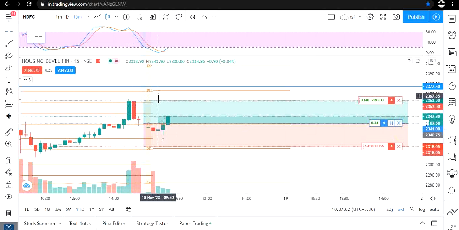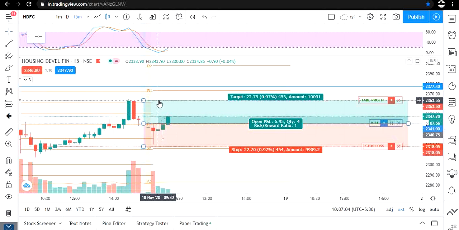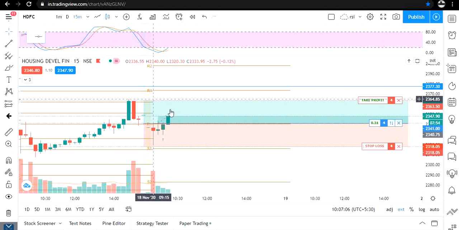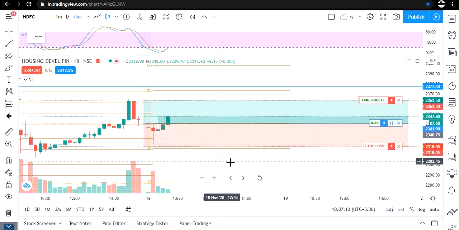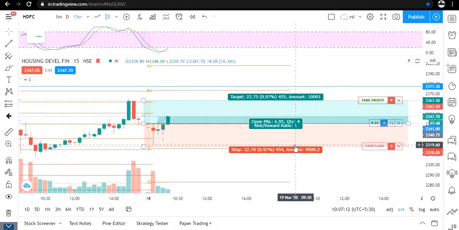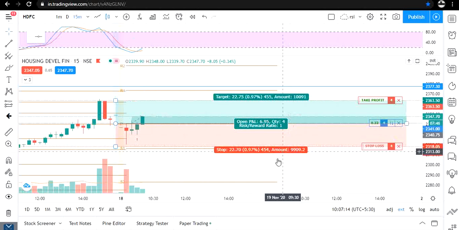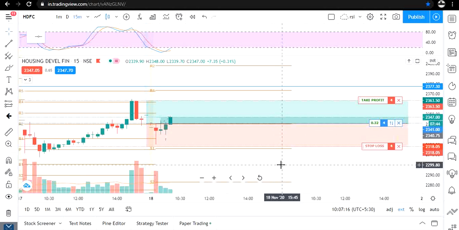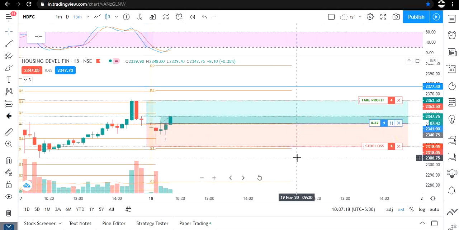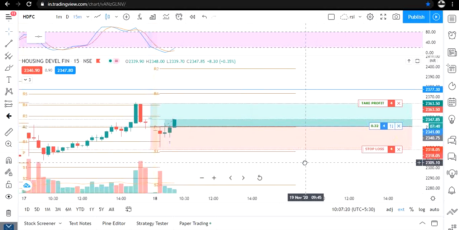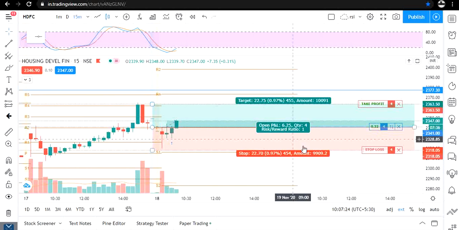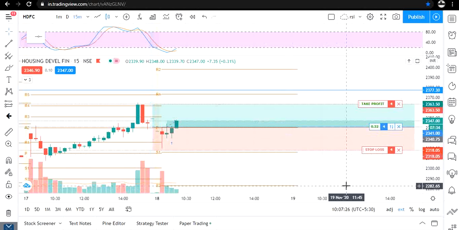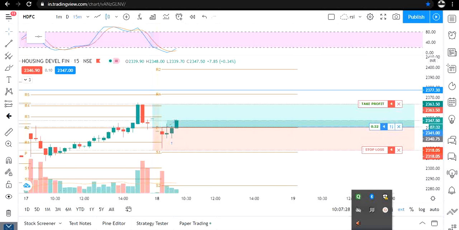So we have placed our target over here, and stop loss was required to be placed near the low of this candle. So traders, we have taken entry and price is trying to go towards our target, and today this is our trade. We are practicing a new strategy. So traders, now I am pausing the video, and when it hits our target or stop loss, I will update you.